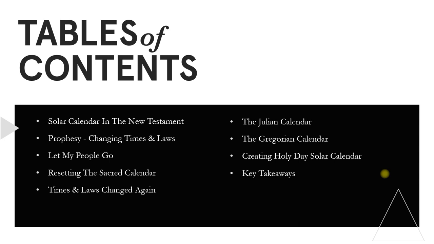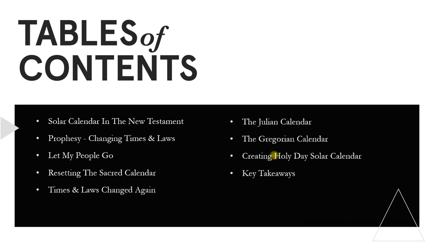go. You will find this is biblical in the book of Exodus. It may amaze you to find out why YAHUAH instructed Yasharel to be let go. It has something to do with observing the holy days. The next one is resetting the sacred calendar. Times and laws changed again. The Julian calendar, the Gregorian calendar, creating holy days solely calendar, which is where we're going to actually show you how to do it step by step. And then at the end, key takeaways.